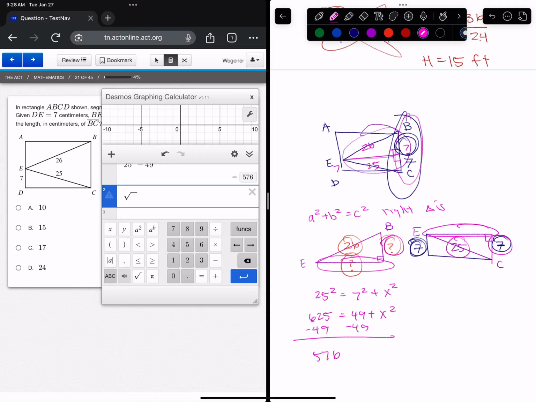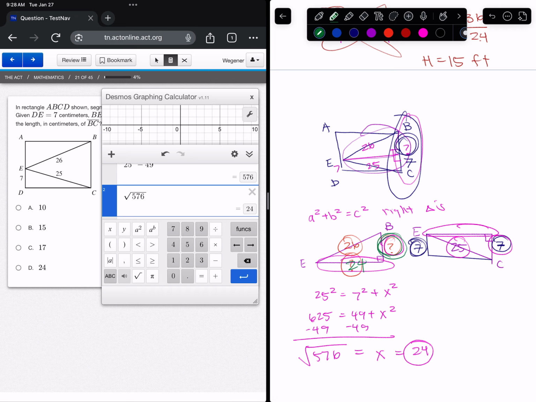Let's do the square root of 576, we get 24. So my x value is 24. So this missing thing right here is 24. Now that I have that, I can find what this missing side of BC is. Well, part of it. We already have 7 as part of it.